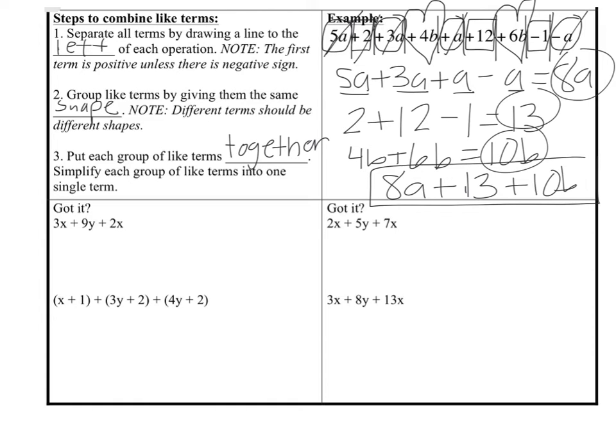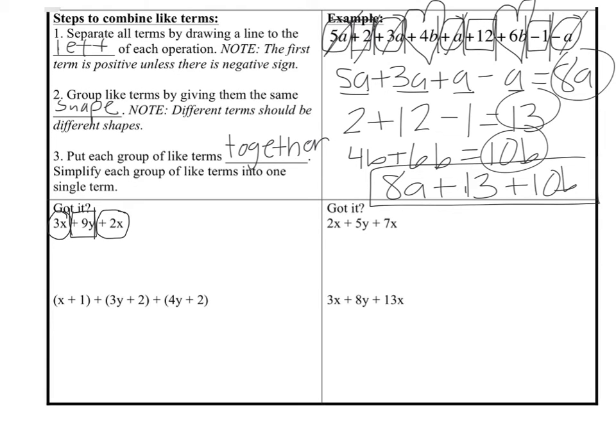All right, for our first got it problem, I'm going to draw a line to the left of each operation. Now I'm going to put a shape around the same terms, the ones that are like. So I have 3x, so I'm going to give any term with an x a circle. So I'm also going to give this one a circle. And then I have 9y, so I'm going to give that a square. So now I'm going to put them together.